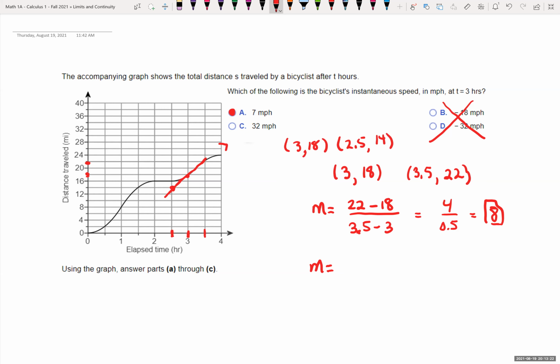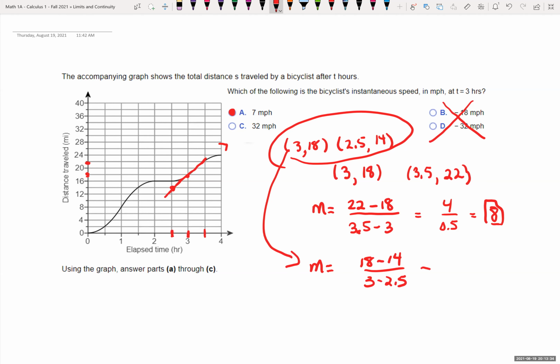If I plug this into my slope formula, I would get 18 minus 14 all over 3 minus 2.5, and again, I'm getting about 8 here. That's just how I thought my line looks as a tangent line on that graph itself. So I get 4 over 0.5, which is 8. That was not one of my choices, but it's pretty close, and the other answers just don't work.